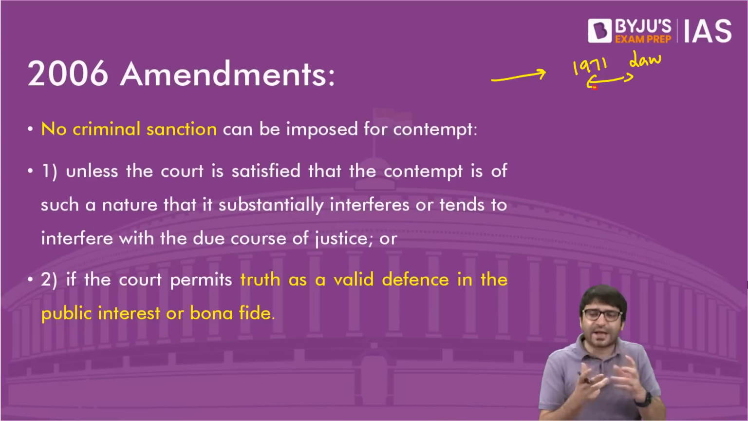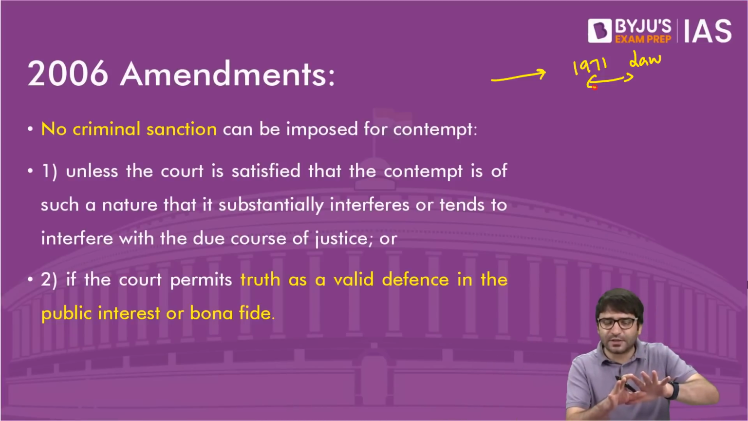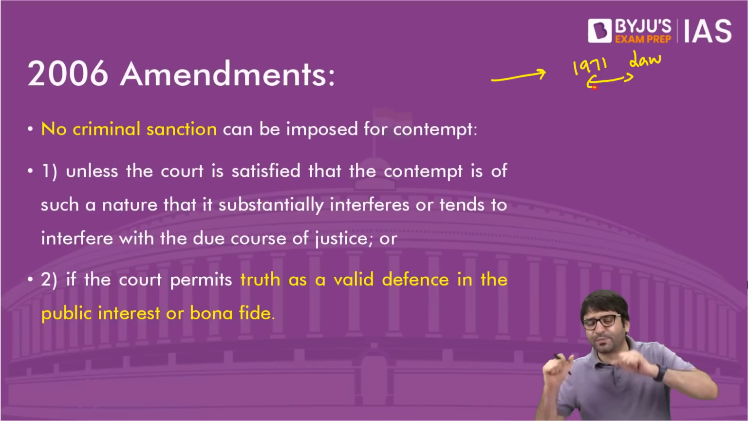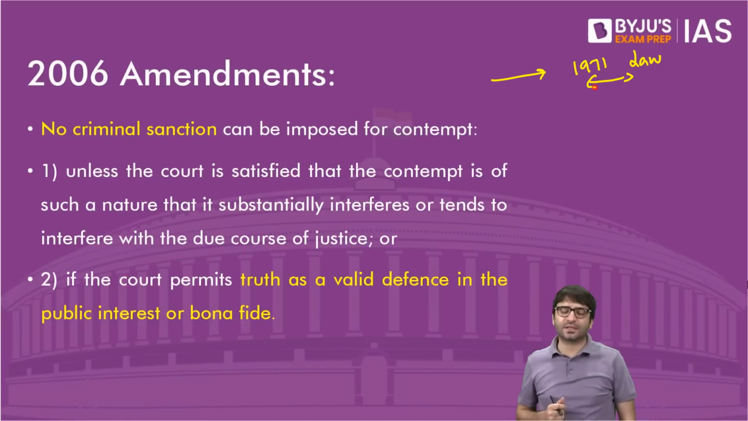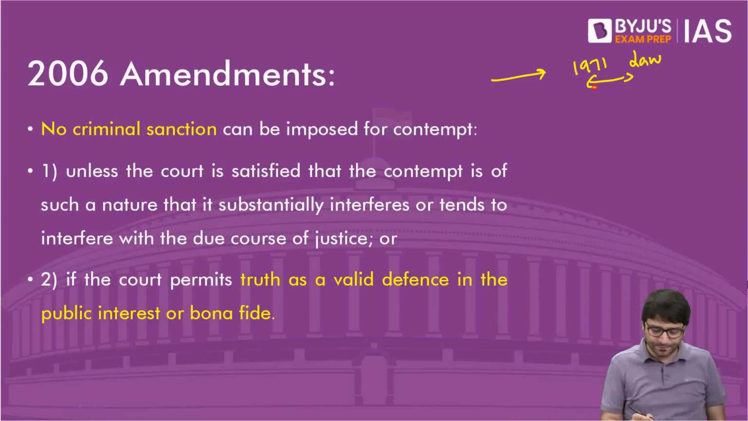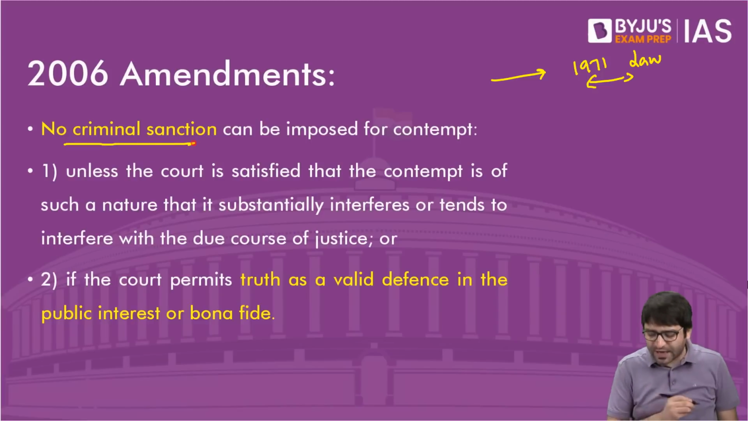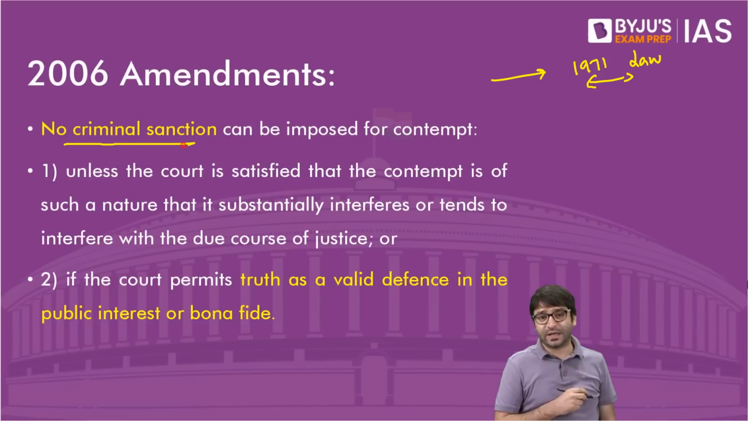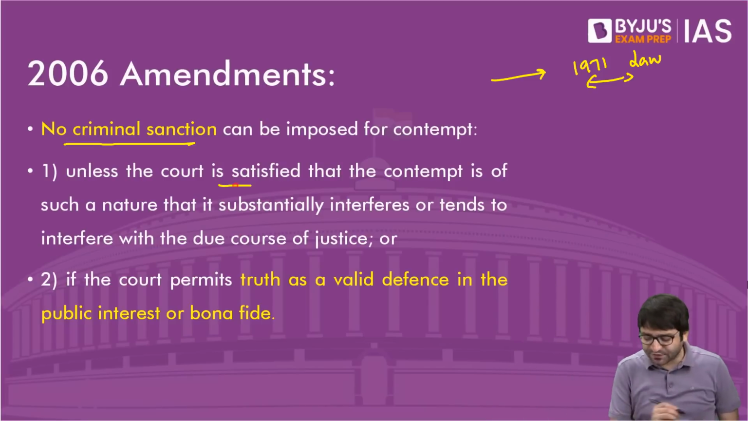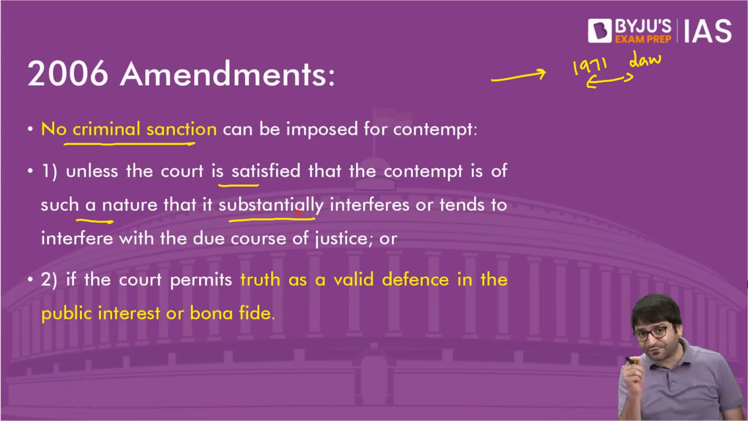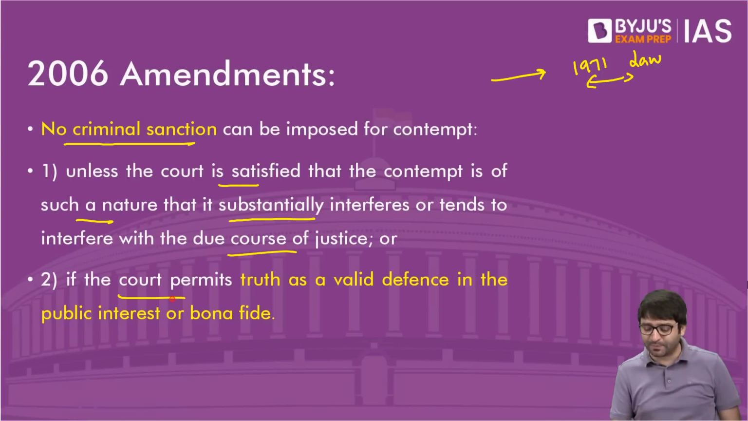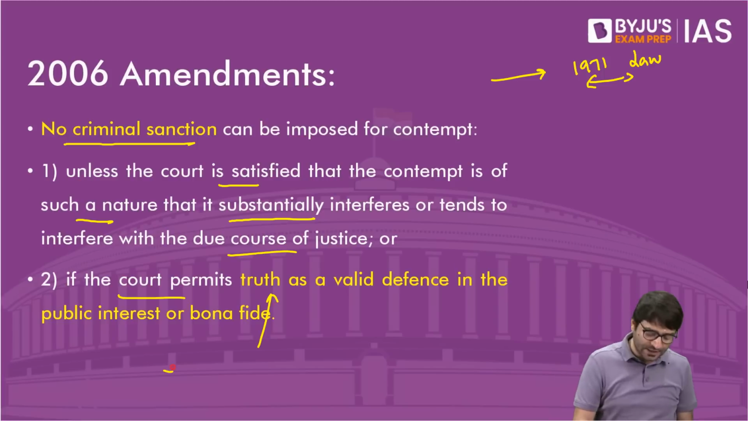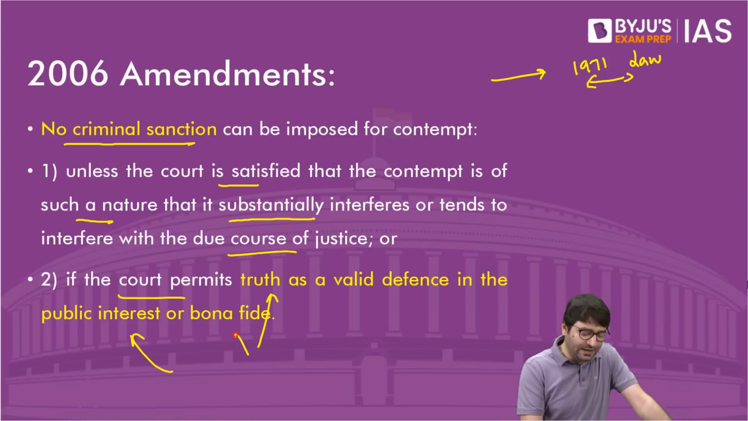Then how do we reconcile freedom of speech and expression and restrictions on your freedom of speech and expression? In 2006, two amendments were made. One, no criminal sanction can be imposed for contempt. Nobody shall be convicted for contempt if the court is satisfied that the contempt is of such a nature that it substantially interferes or tends to interfere with the due course of justice, or if the court permits truth as a valid defense in public interest or bona fide in good faith.